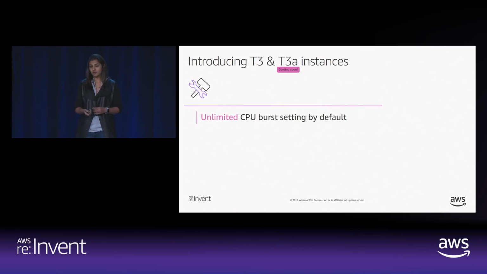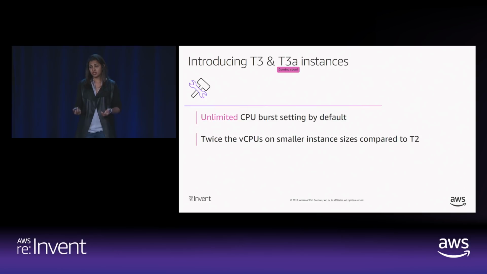We have enabled unlimited mode by default because this was a customer ask that we frequently heard, that switching to unlimited mode was becoming a challenge on T2 instances. So to make it easier for you to not worry about CPU credits, we're enabling this by default, with the ability to switch to standard if you choose to. But we see more than 95% of our customers are using unlimited mode.